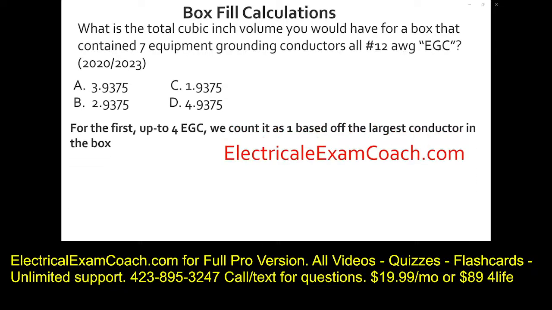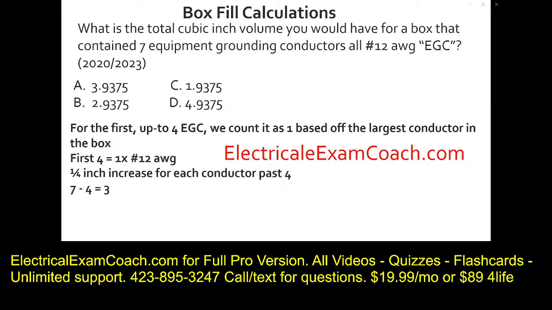What we're going to do is count the first 4 and count it as 1, and then a 1/4 inch increase for each one past 4. Sounds complicated. We're going to break it down very simply. We have 7 total, and we're going to minus 4 because those first 4 we counted as 1. So we have 3 left over, and we're going to multiply those 3 by a 1/4. And that gives us 0.75.